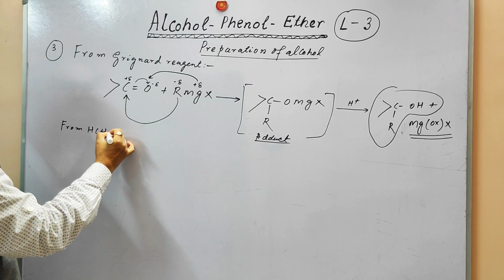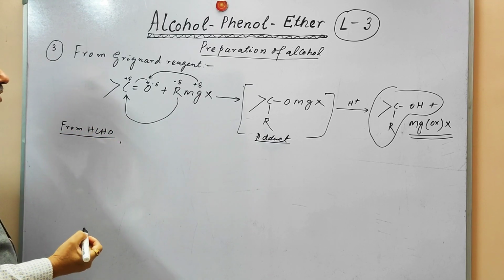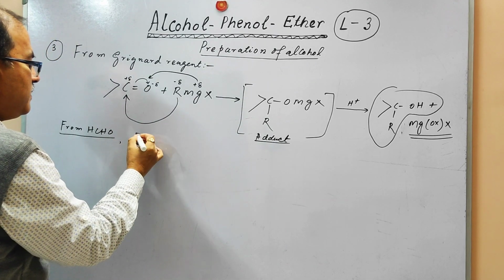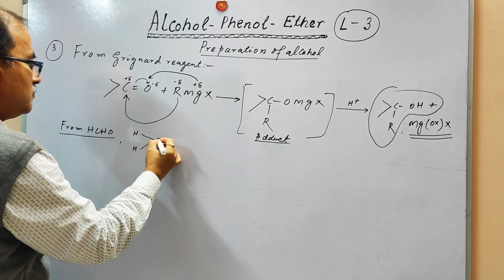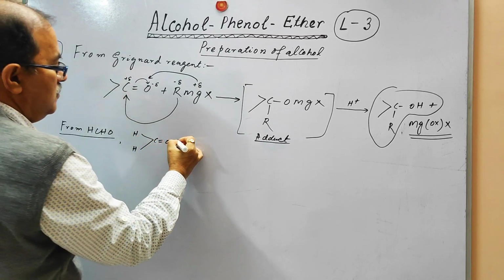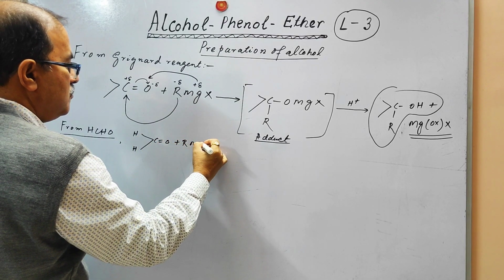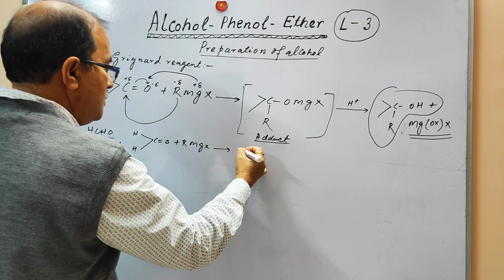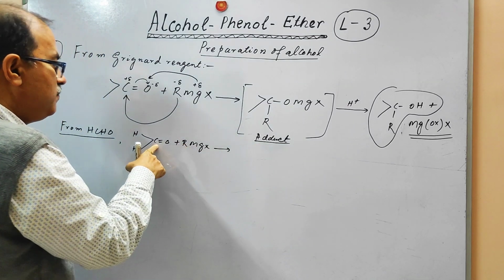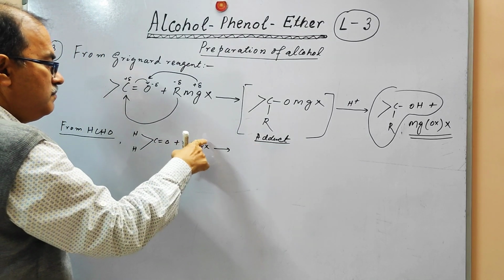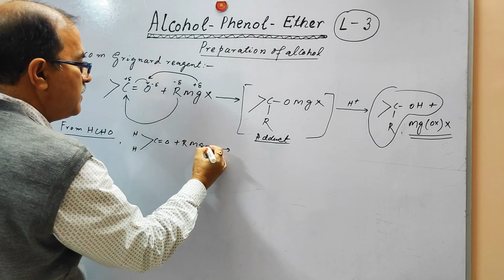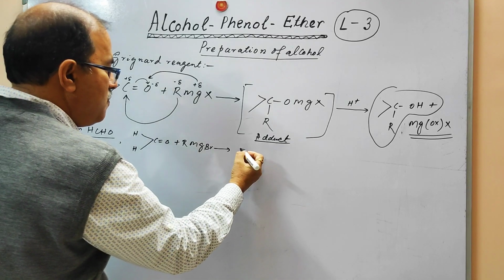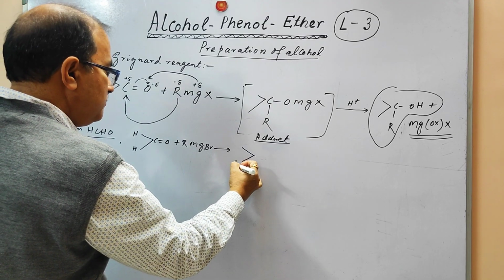From formaldehyde, when the Grignard reagent is used, what is going to happen? This R will be attached to this carbon, and this MgX, suppose X is Br, MgBr will be added to this oxygen atom. So this product will be this.